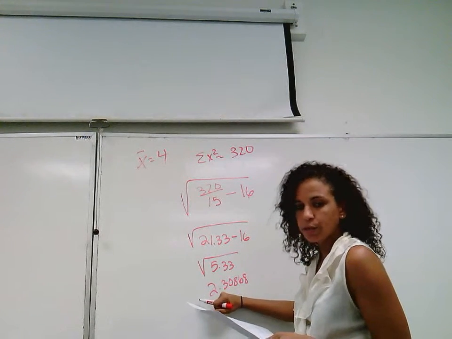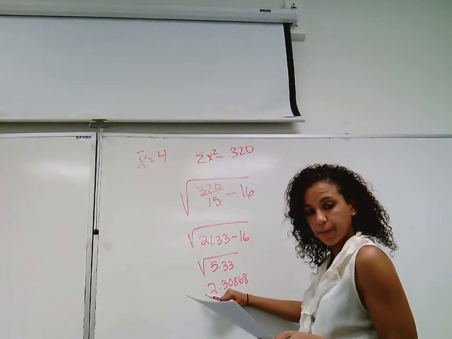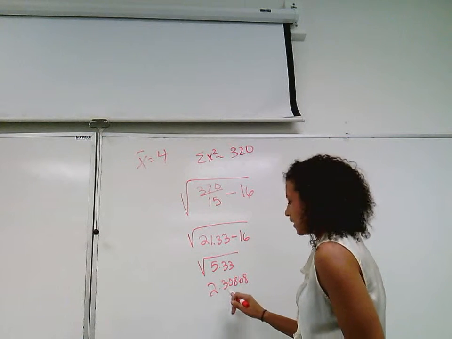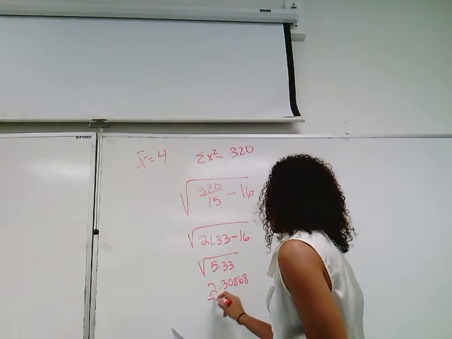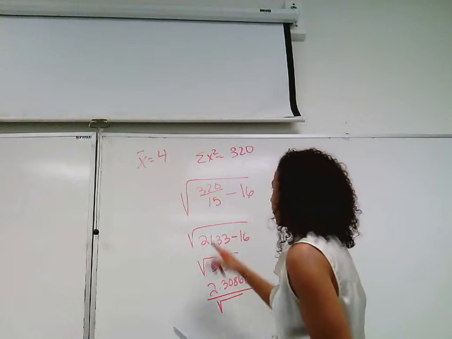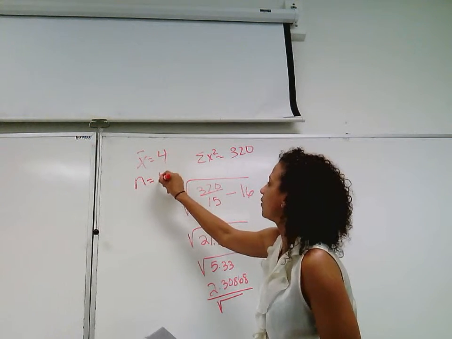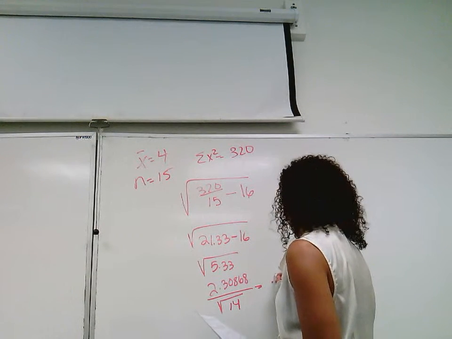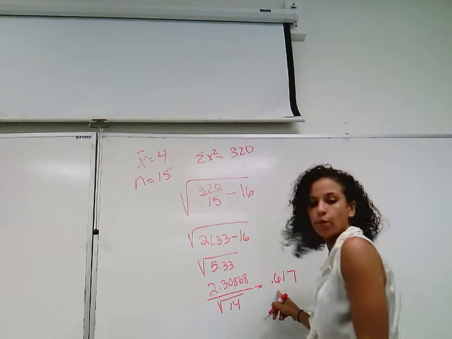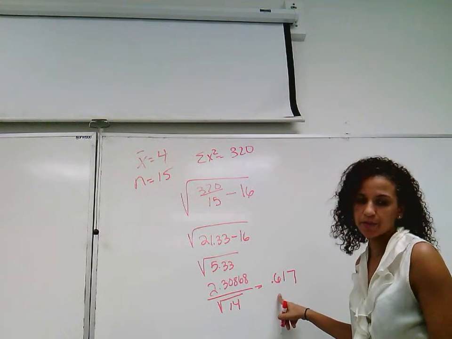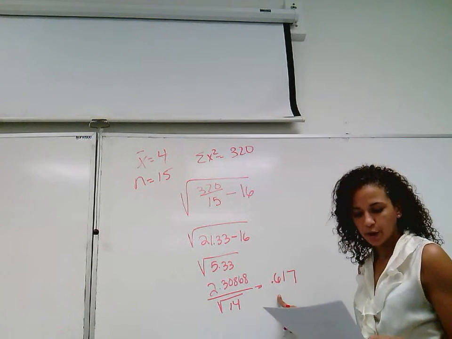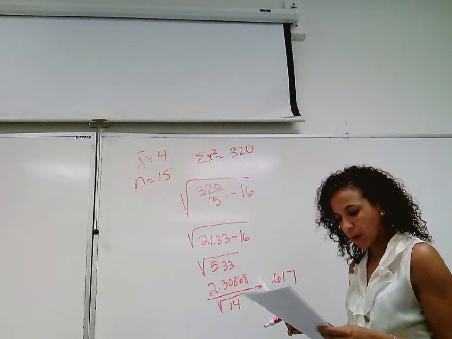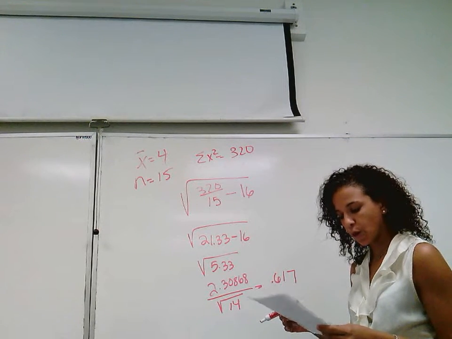Now because I am going to the standard deviation of the mean, I have to take this number and I have to divide it by the square root of n minus 1. So if I take 2.308 and I divide it by the square root of n, which was here, 15 minus 1, the square root of 14, I am then given 0.617. 0.617 is my standard error of the mean. So now I can go back and figure out what my upper limit is for number 24, and for number 23, my lower confidence interval.